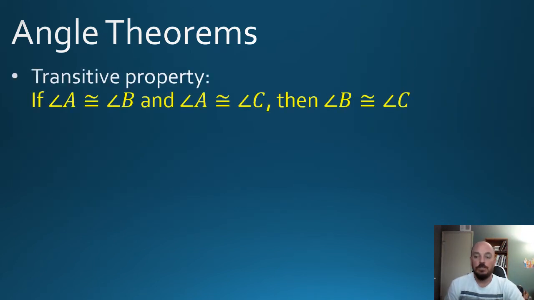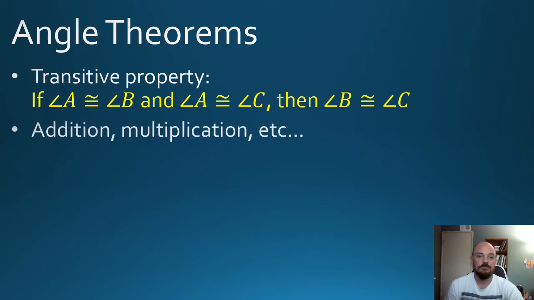All right, another good one we've been using a lot and definitely works for angles is the transitive property. If two angles are both congruent to the same third angle, then they're congruent to each other. So if angle A is congruent to angle B, and angle A is also congruent to angle C, then B and C are congruent. Any of the algebraic properties work: addition, multiplication, distributive property, substitution, all those things work.